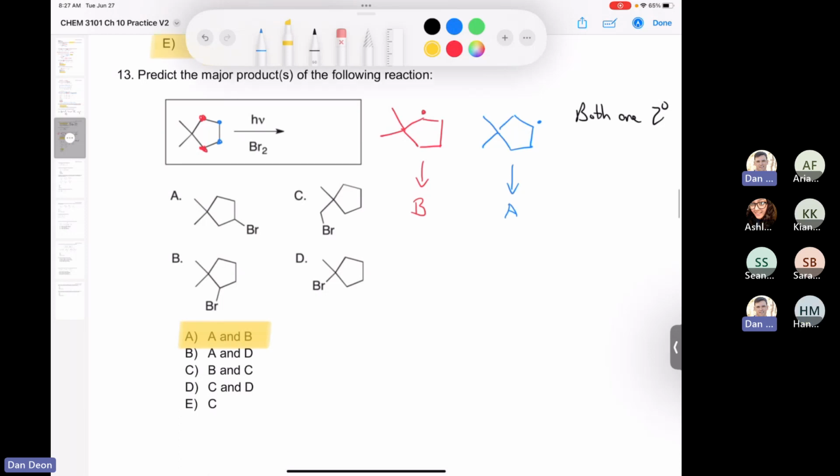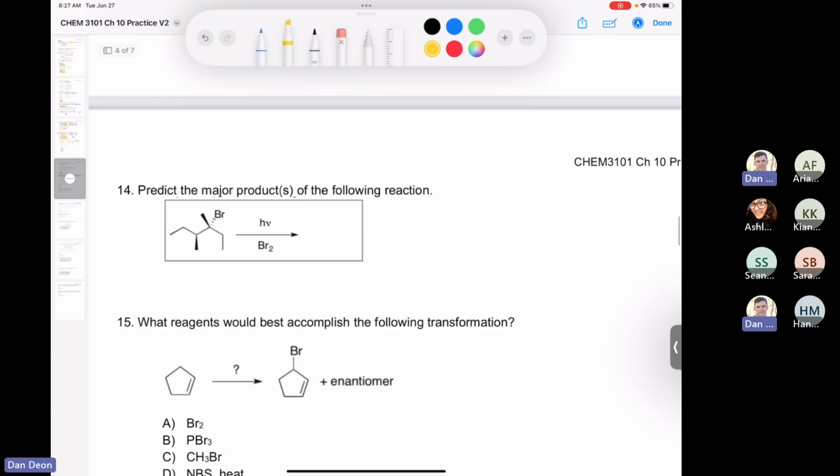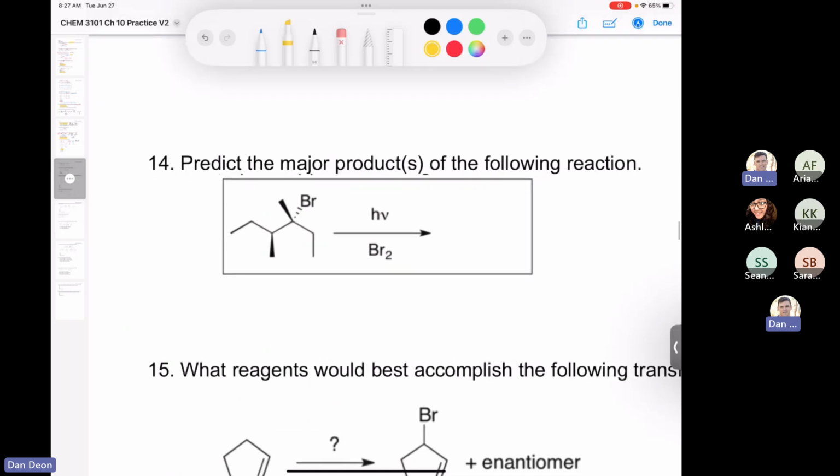All right, let's move on to number 14. Predict the major product of the following reaction. Again, we're treating this with bromine and light. And don't be fooled just by the fact that there's a bromine on there. Just ignore that, right? You're looking for the weakest carbon-hydrogen bond on here.